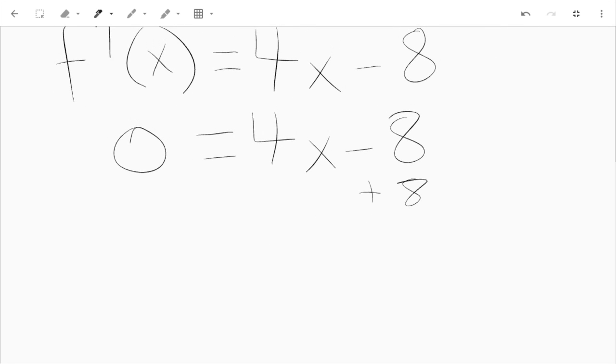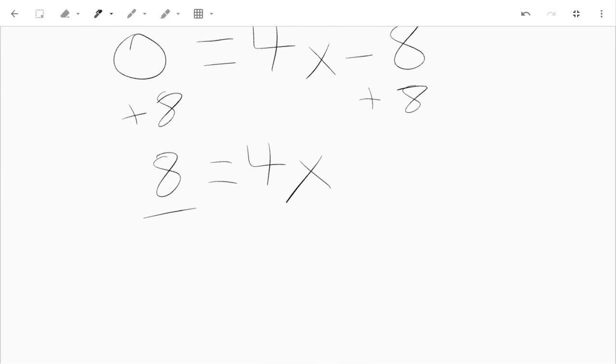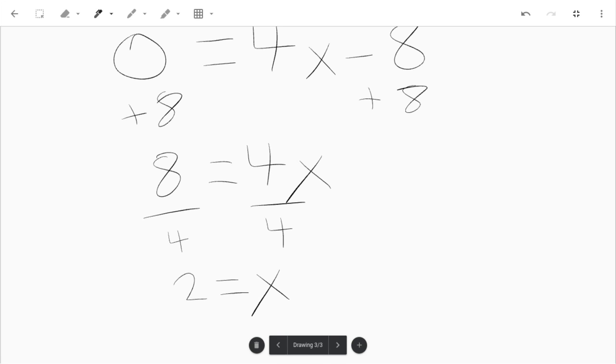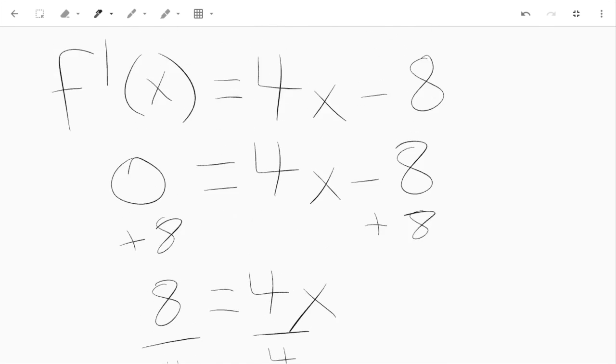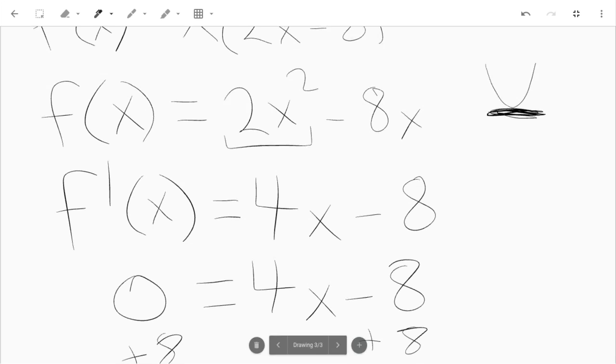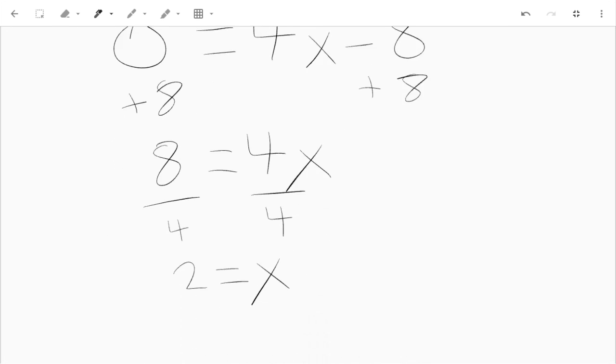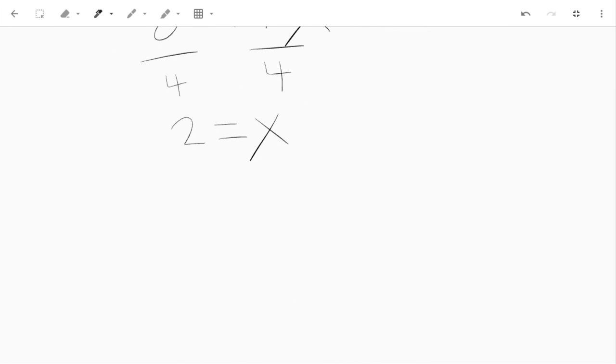Add 8 to both sides. And I get 8 equals 4x, or 2 equals x. So this just tells us that we have a minimum at x equals 2. So we're going to go to our original function here, f of x equals 2x squared minus 8x. And we're going to go ahead and plug in our x value of 2. That'll tell us what our minimum value is.